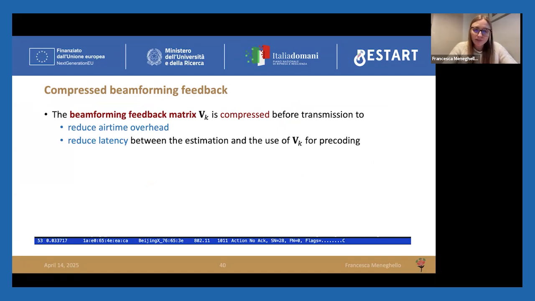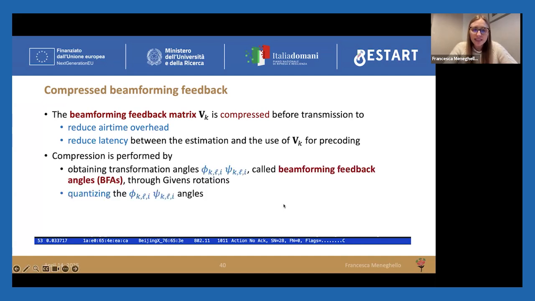for the precoding, we have to use the most updated channel information. So we don't want to use outdated channel information that arrives at the access point after a lot of time, when it is actually not useful to compensate for the channel impairments, because in the meantime the channel changed. And the compression is performed by applying some mathematical transformations that are called Givens rotations.